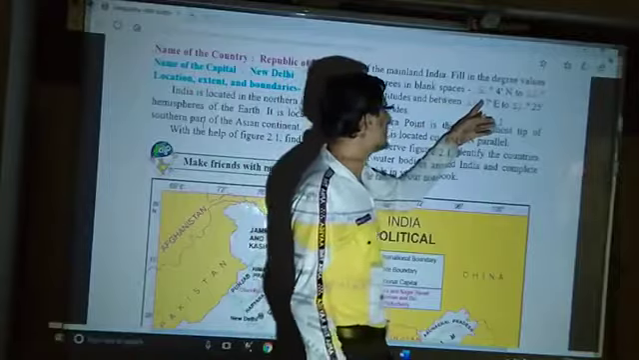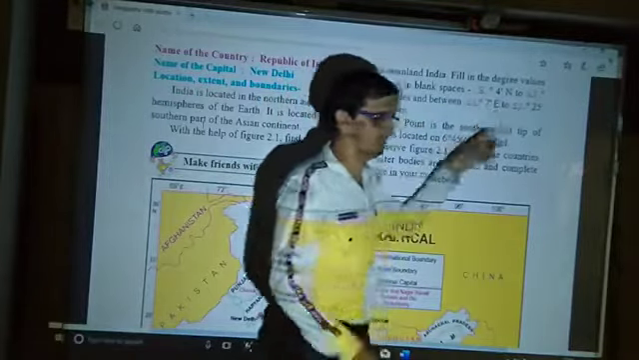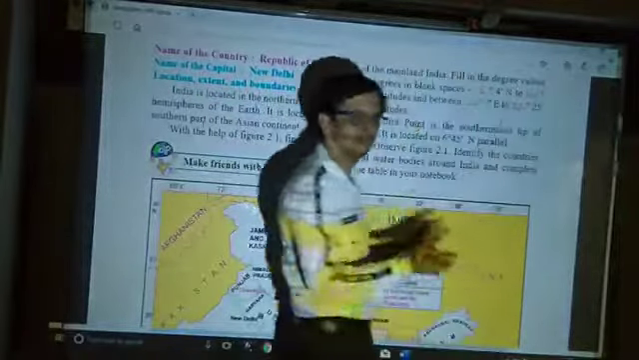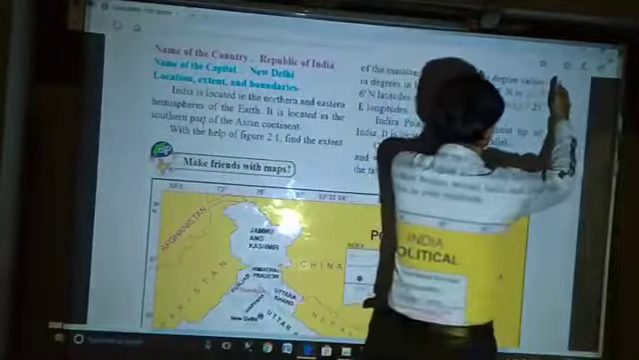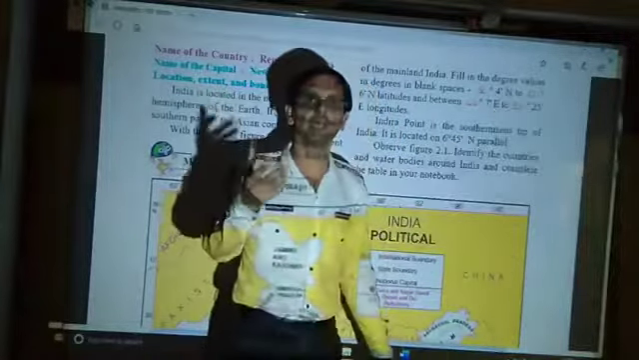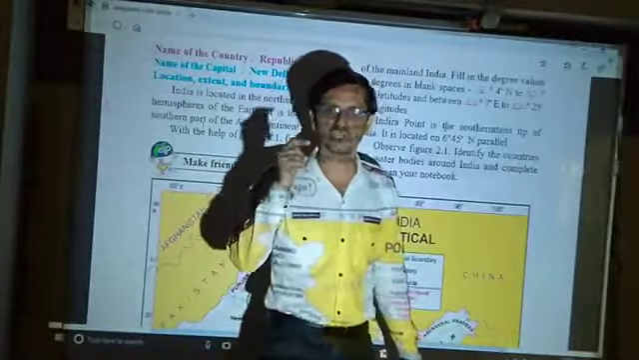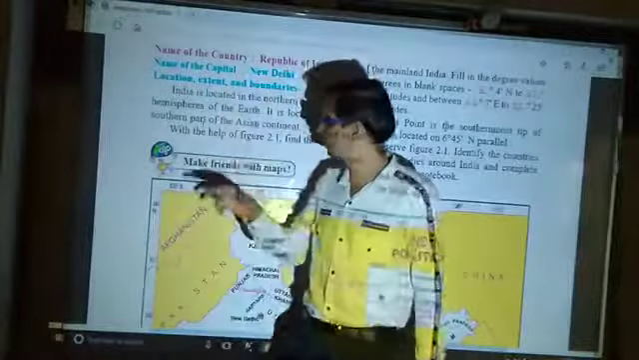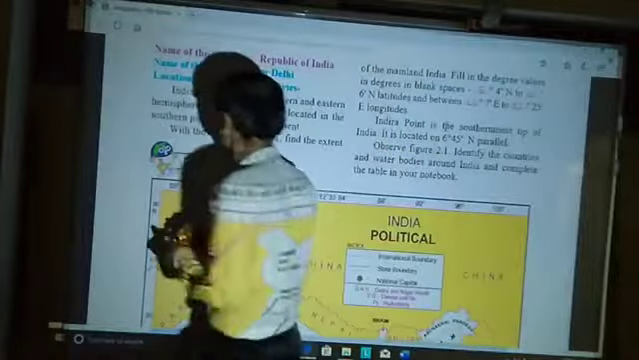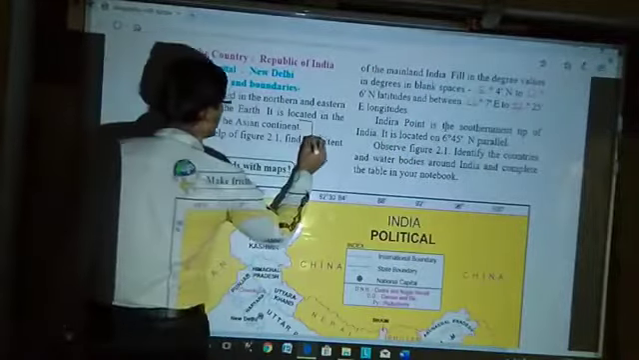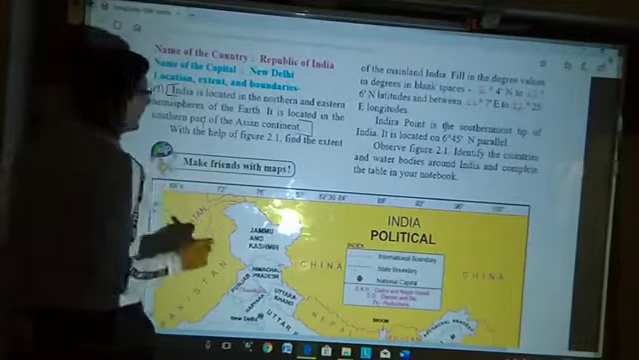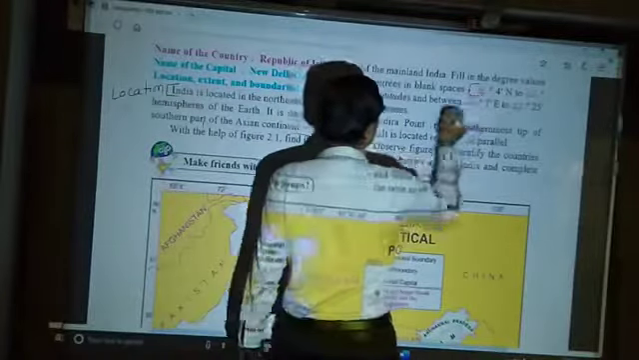Between 68 degrees 7 minutes east, I already told you India lies in the northern hemisphere. This is nothing but the northern hemisphere. Whatever values are given here are related to the northern hemisphere. We studied about the location, and this is the extent. Location is written over here. This is nothing but the location. And this is nothing but the extent.